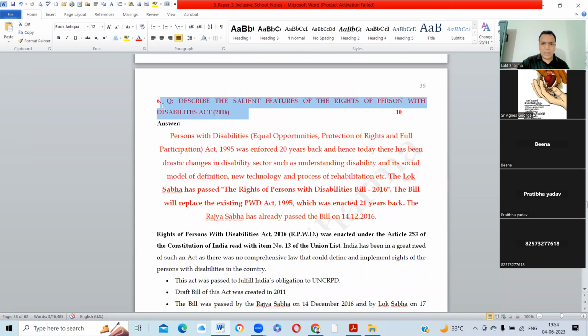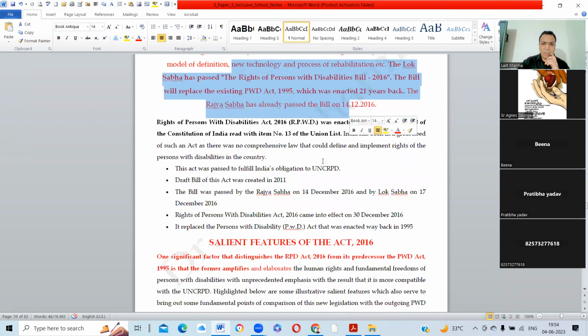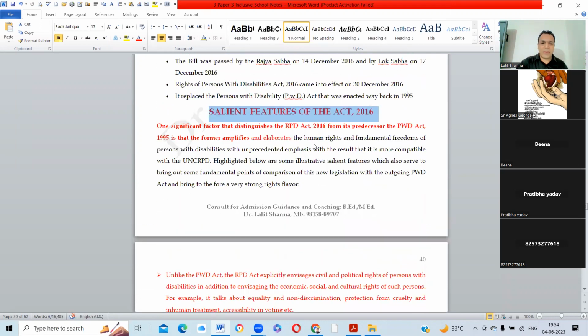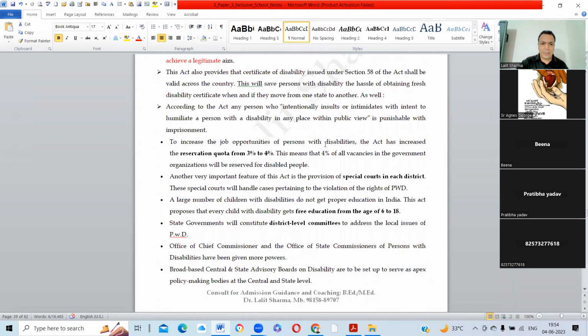Okay, sixth question, the second Act: salient features of the Rights of Persons with Disabilities Act. Yes, I have defined the Rights of Persons with Disabilities Act. It is talking about the same; many points will be the same in the Persons with Disability Act and this Act of 2016, right guys?